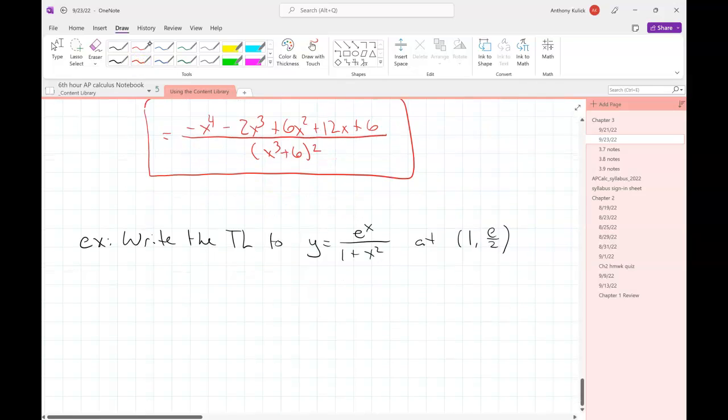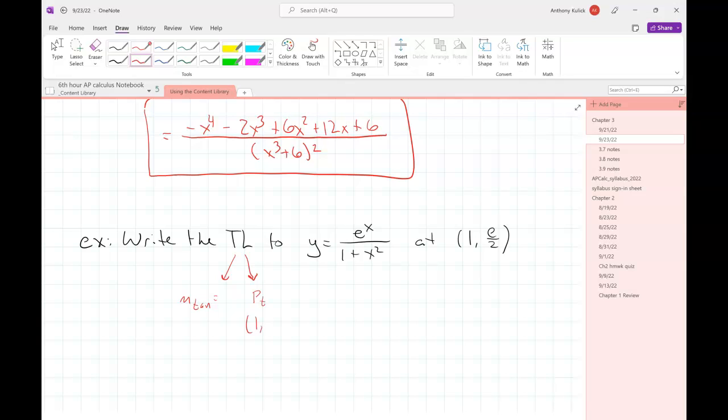All right, so let's say I want to write the tangent line to the curve y equals e to the x all over 1 plus x squared at the point 1 comma e over 2. So to write a tangent line, what do I need? Yeah, I need the slope and I need a point.